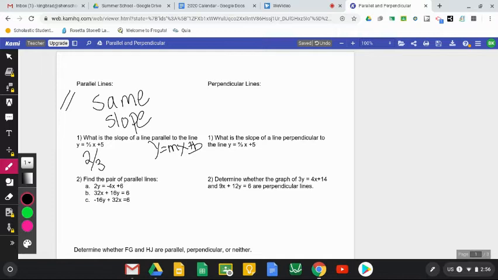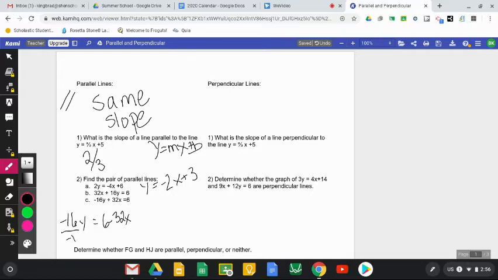All right, let's look at number 2. Find the pair of parallel lines. All right, so how are we going to do this? Well, we got to get them all to y equals mx plus b. So if I were to do this first one, I'd divide everything by 2, so I get y equals -2x plus 3. Okay. Now I'll do C. So I got to get this y alone. So first step, I'm going to move this 32 over, so I have -16y equals 6 minus 32x.